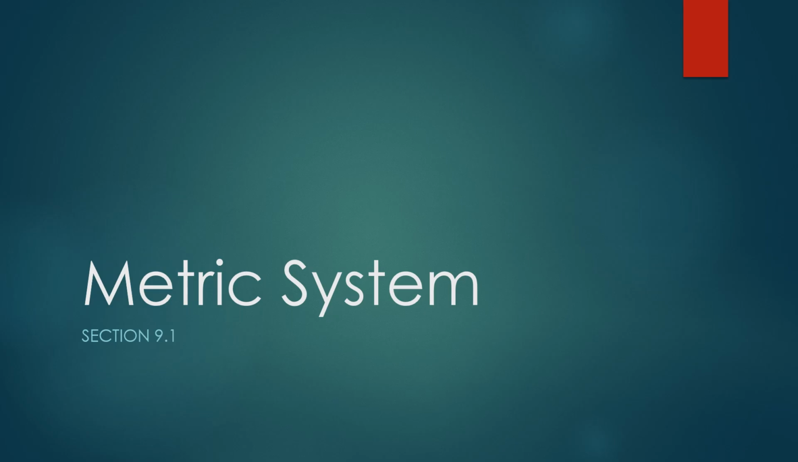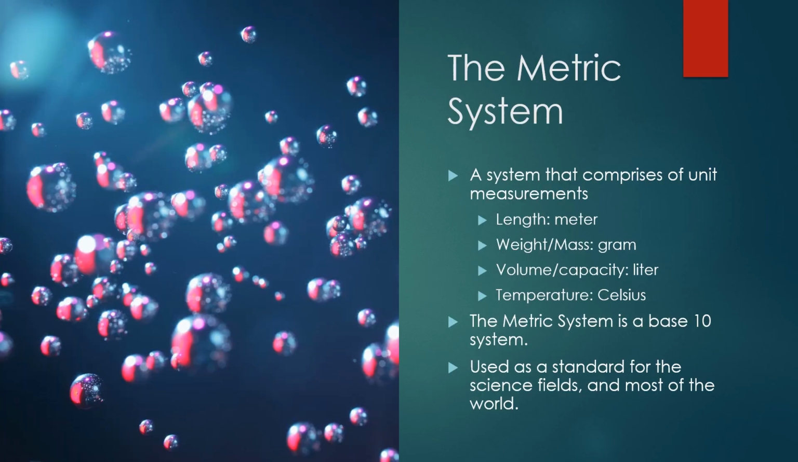Hello, in this video we're going to introduce the metric system for our unit. So what is the metric system? It's a system that comprises unit measurements. These measurements are meter for length, gram for weight and mass, liter for volume or capacity, and then temperature is degrees Celsius.